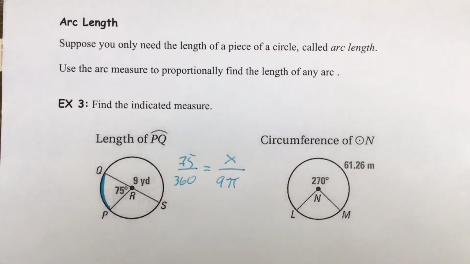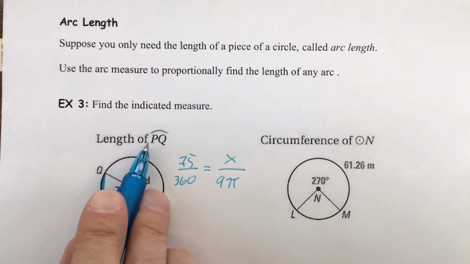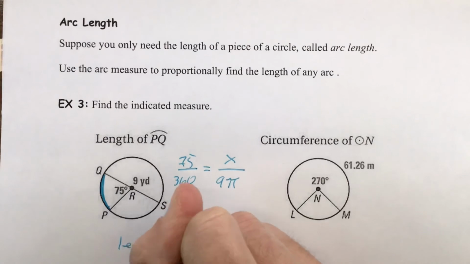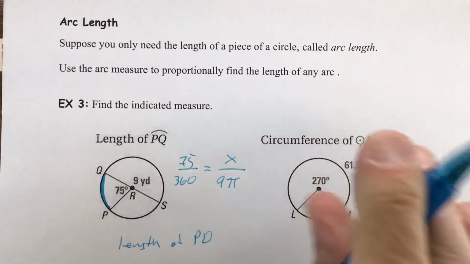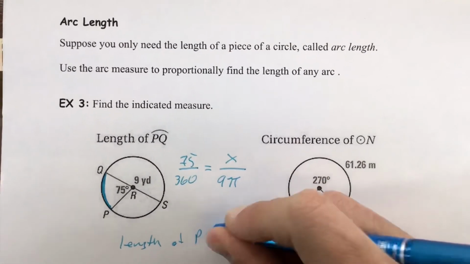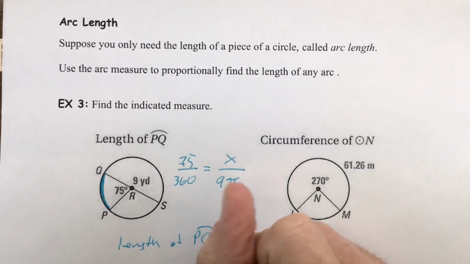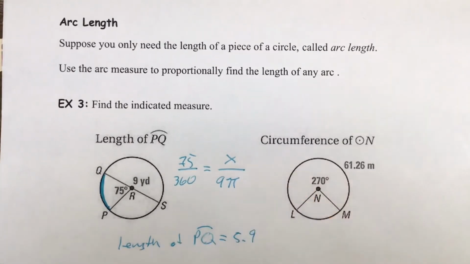All right, what I should probably do here is just write down the length of PQ equals. The length of arc PQ is going to be equal to 5.9. And we can't put the little m in front of it because that would indicate the measure of the arc, which is actually 75 degrees.